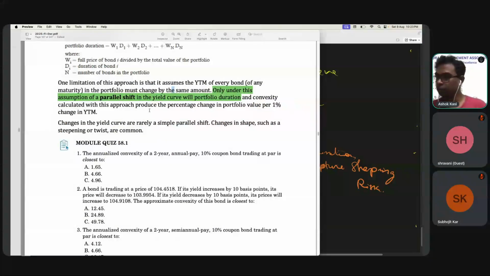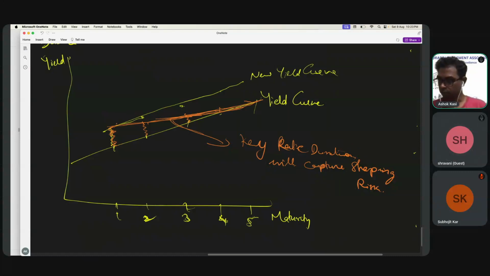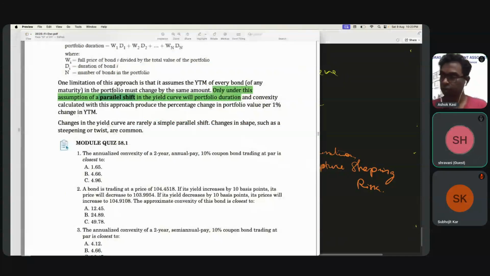Parallel shift. Remember, this is a very important point. This is the limitation of duration. That's why, remember, I said approximate change in price, duration. It is because of this reason only, because it is not accurate. It is assuming a parallel shift, which is a wrong assumption. That is why it will tell you only the approximate change. It is not an accurate one.